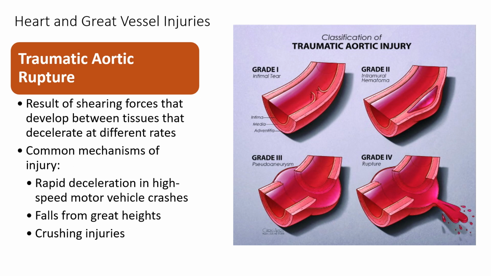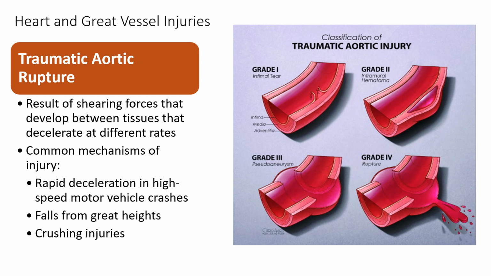All right, next we're going over our traumatic aortic ruptures. Results from shearing forces that develop between tissues that decelerate at different rates. Once again, when you talk about shearing injuries, although we brought up lung bruising earlier, on most test questions, whether it's National Registry, CCT, or FPC, this is a huge one. When we talk about a shearing force, it almost always is trying to push you towards the carotid, or sorry, the aortic.